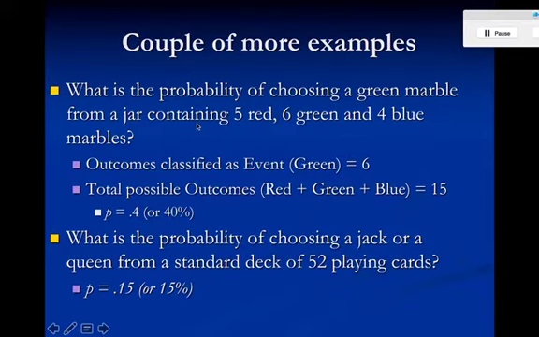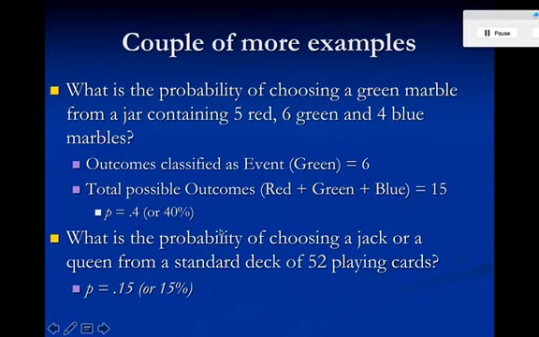But I want a green marble. So I want to know what the probability of me selecting a green marble is going to be in our particular case. So the outcomes classified as our event, or our green marble, are the 6 green marbles that we have in our jar. So 6 divided by 15 should give us a probability of 0.4, or 40%.